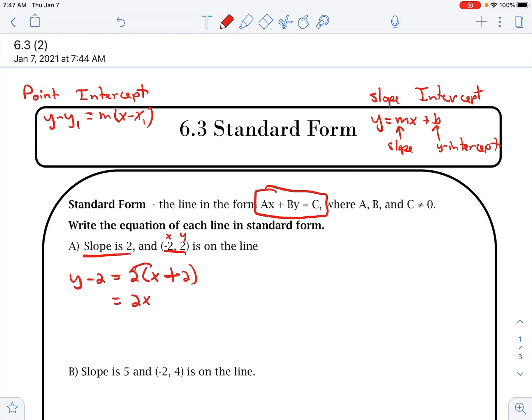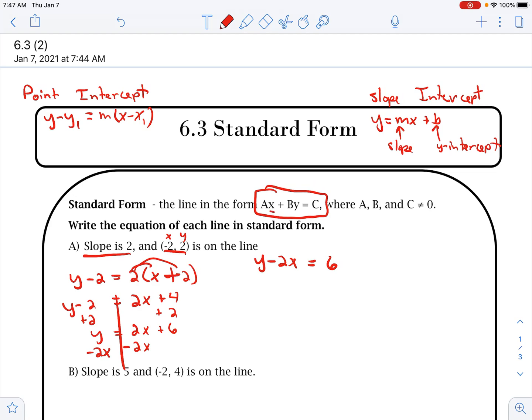So first we'll distribute. 2 times x is 2x, and 2 times 2 is 4. Then we want to get the constants together. So I'm going to move this 2 over by adding it. So now I have y equals 2x plus 6. And then my last step is I subtract the x term. And so we have y minus 2x is equal to 6.